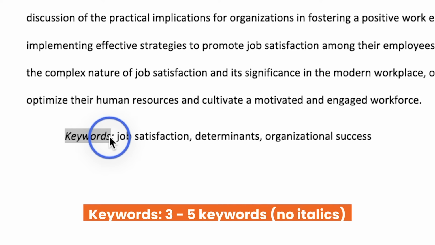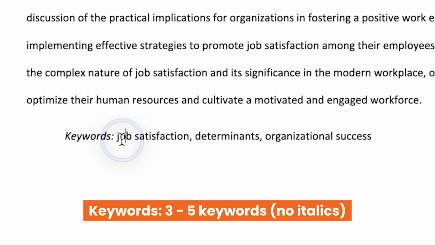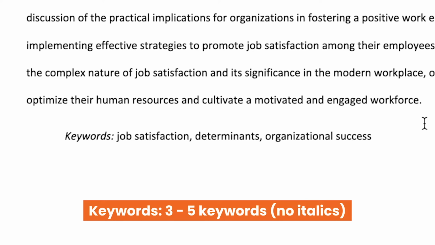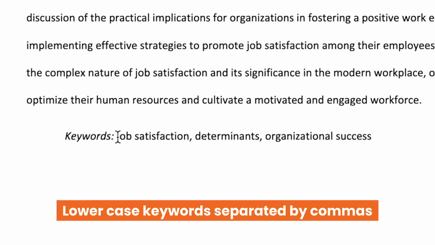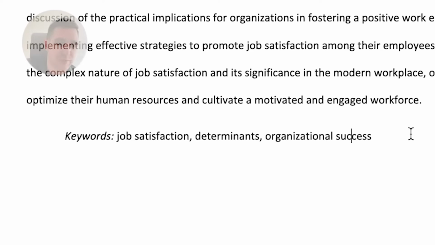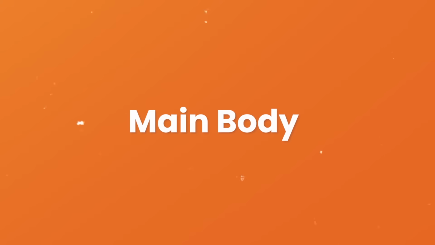The word keywords needs to be italicized, and then your keywords need to be listed here, usually 3 to 5 keywords that are highly relevant to your specific paper. These keywords should be separated by commas, and there is no full stop, no period at the end of that list. So those are just fine details that you need to keep in mind as you write up this keyword list. From there, we can move on to the good stuff, which is the main body content.